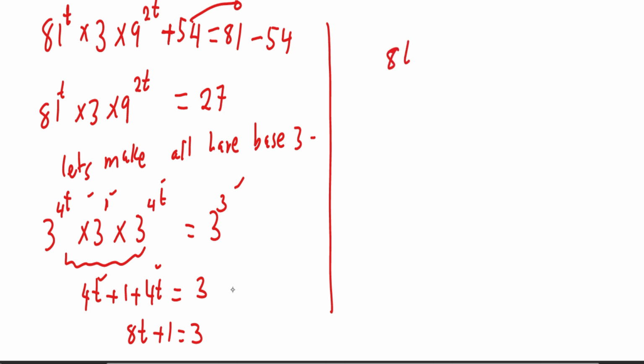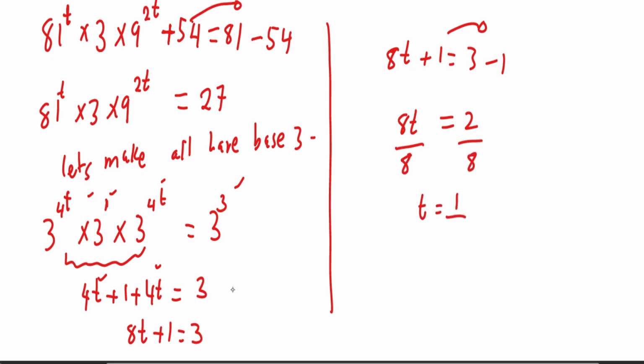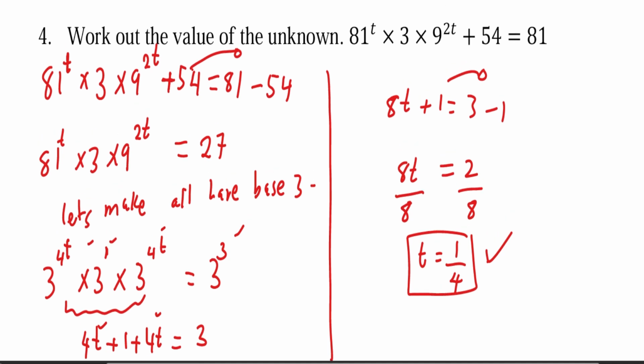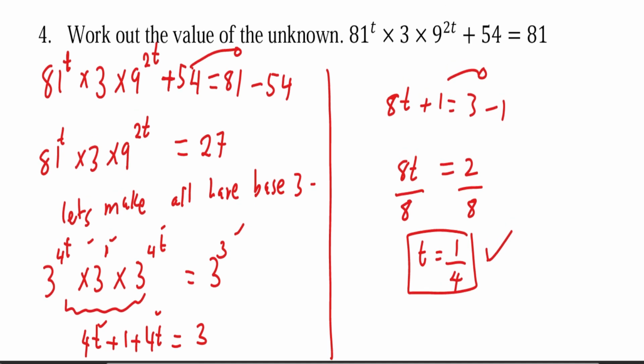And remember, 8t plus 1 equal to 3. Put the 1 to the other side, gives you 2. 8t equal to 2, divided by 8. t is equal to 1 over 4. So very simple answer, right? Now let's go to the other question, which you can solve by yourself.